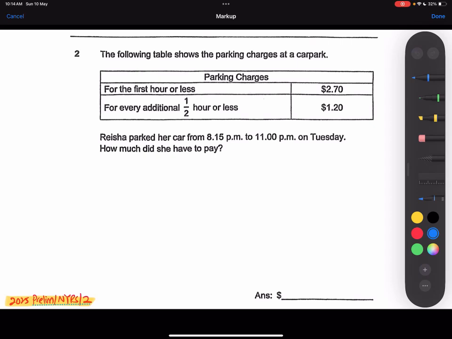2025 Prelim Nanyang Primary School Paper 2, Question 2. The following table shows the parking charges at a car park. Risha parked her car from 8:15 to 11 p.m. on Tuesday. How much did she have to pay?